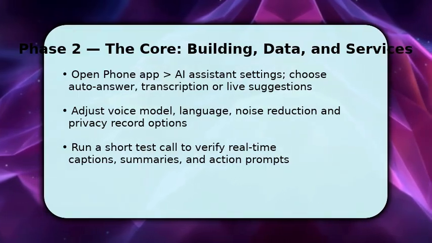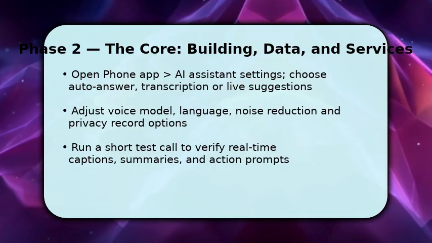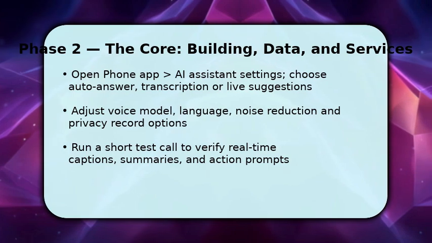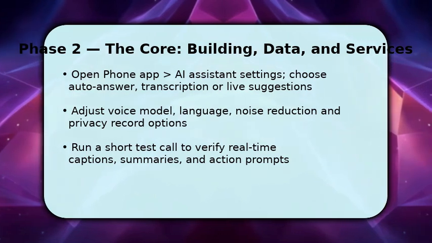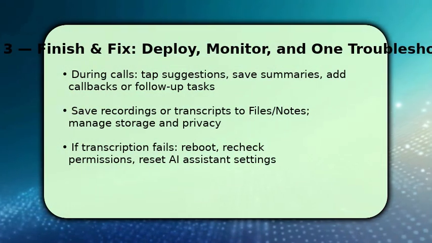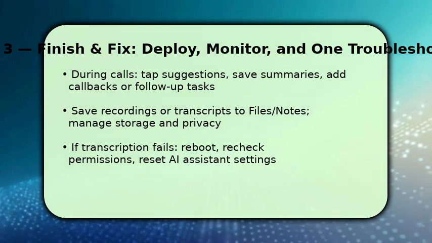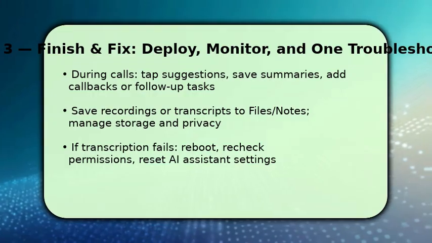If the AI mishears, change noise reduction or switch to another language model. This fine-tunes accuracy. During a real call, use on-screen suggestions. Tap to send a message, set a reminder, or save a summary. You control what the AI does, and it learns your preferences.